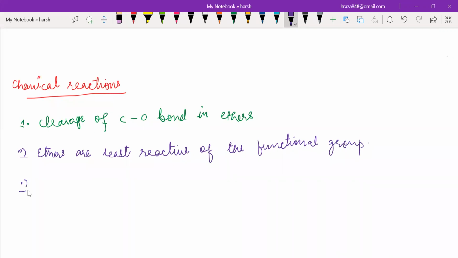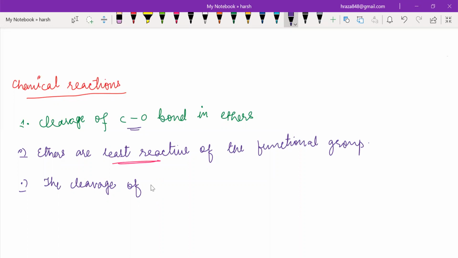So if it is least reactive, that means it is more stable. Yes or no? If it is least reactive, that means it is very stable, more stable. That means if you want to break this CO bond, there will be drastic conditions.